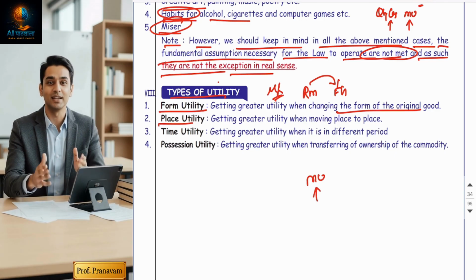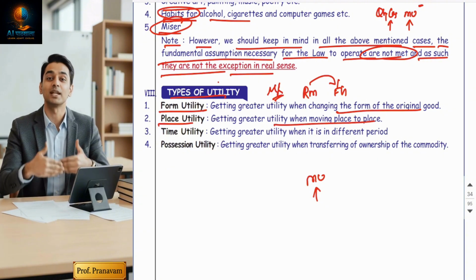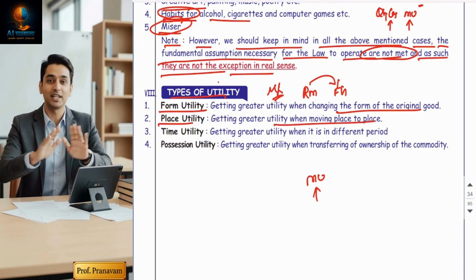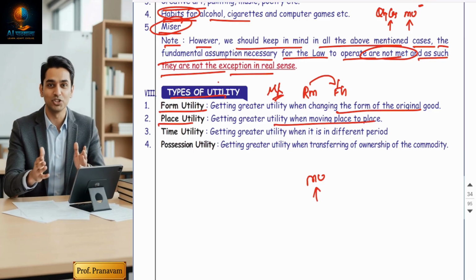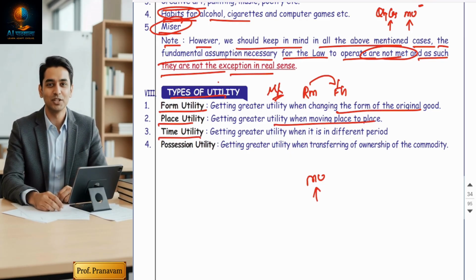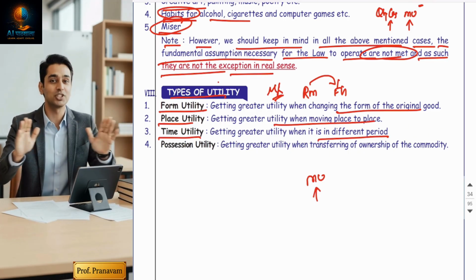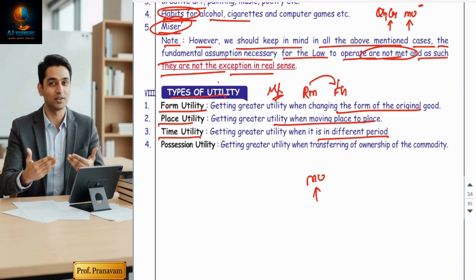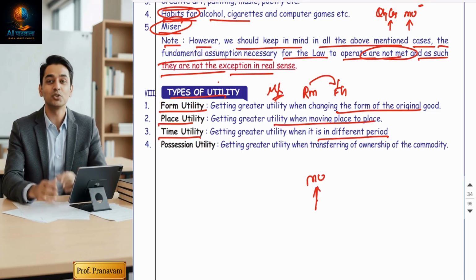Place utility. Guys, utility rises when goods move from one location to another location. Utility keeps on changing by changing the place. Of course, now, time utility. Guys, utility may also increase when you use it in a different period. For example, seasonal products. For example, rainy products. If the rainy season is going to come, the marginal utility for rainy products will be high.